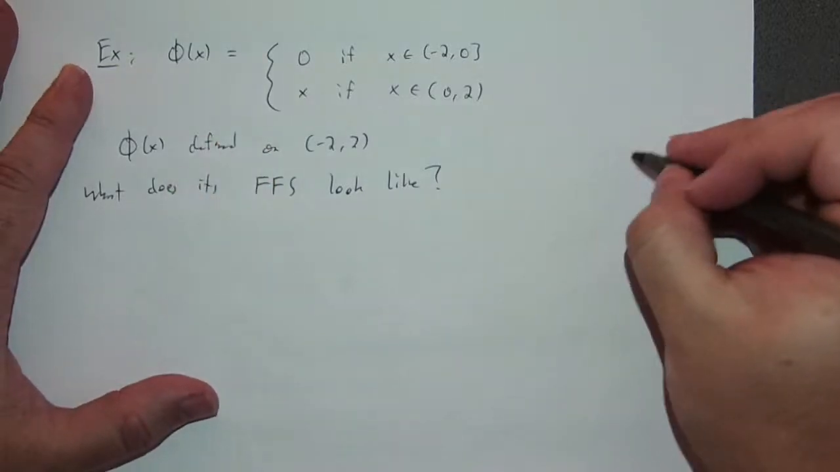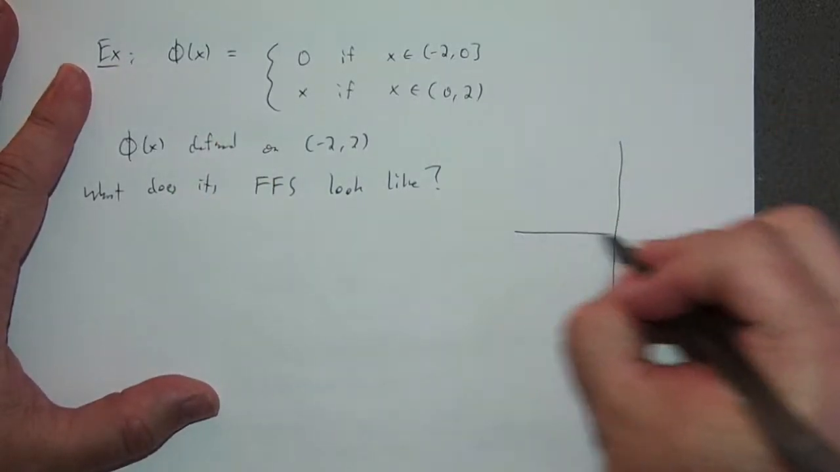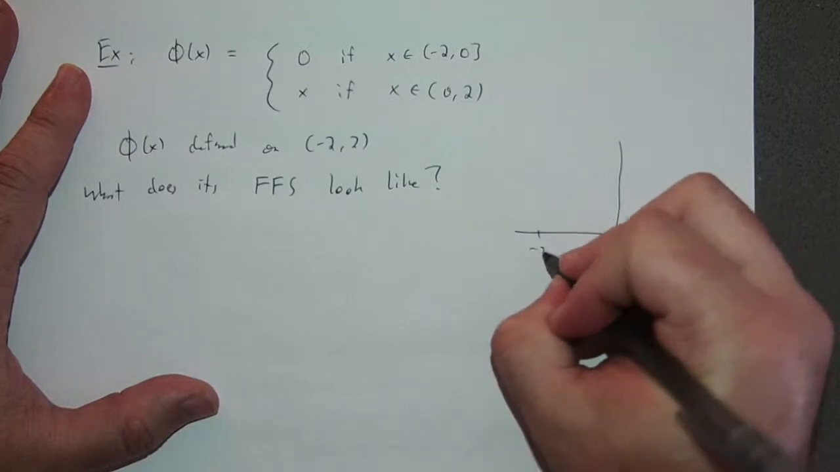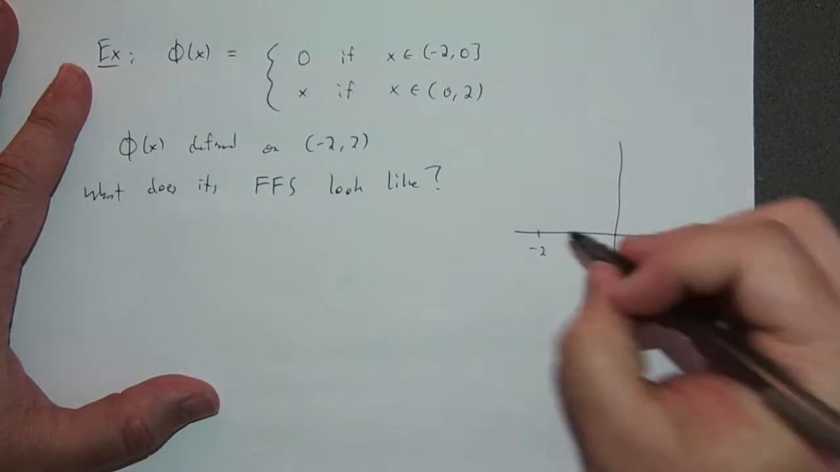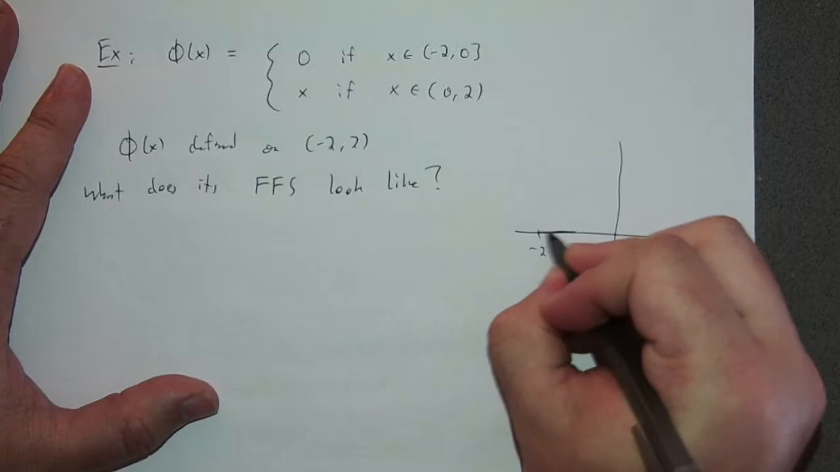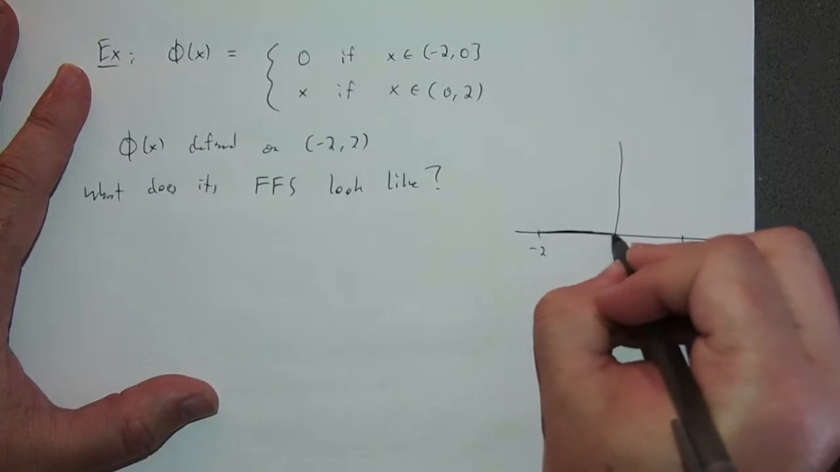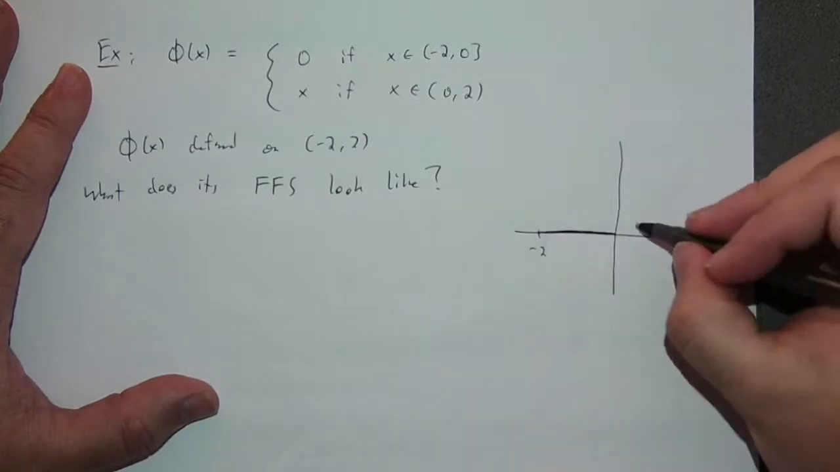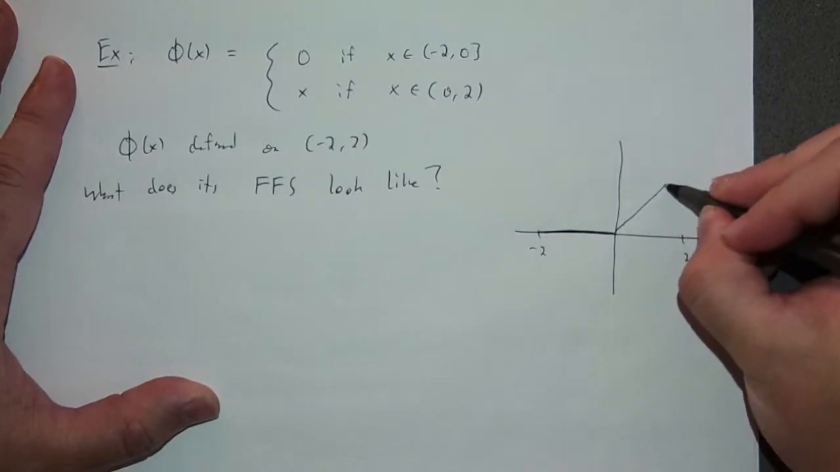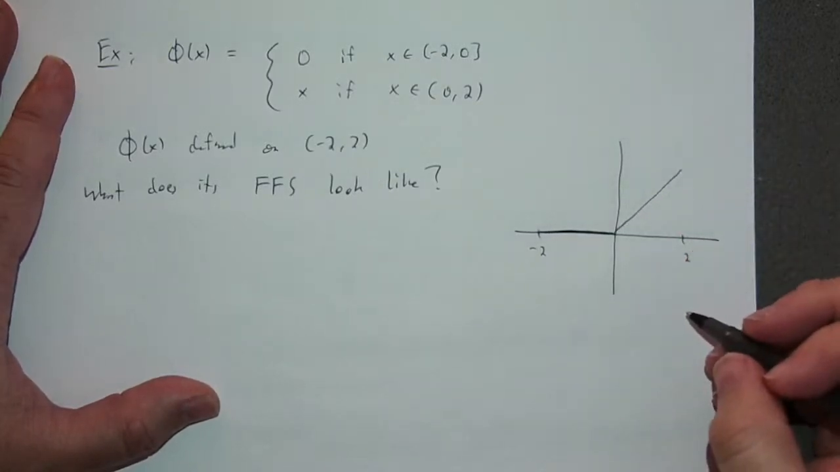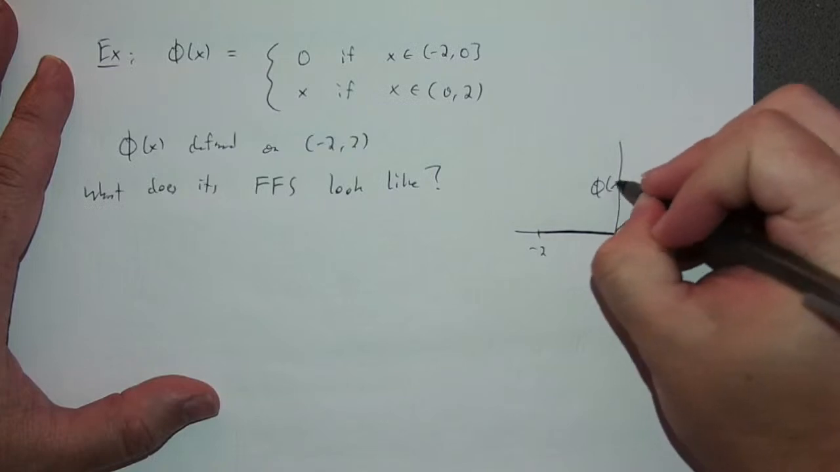So the function, of course, is easy to draw. If here's -2, here's 2, then this function is 0. And then from here up to 2, it is x, right? So this is what phi of x looks like.